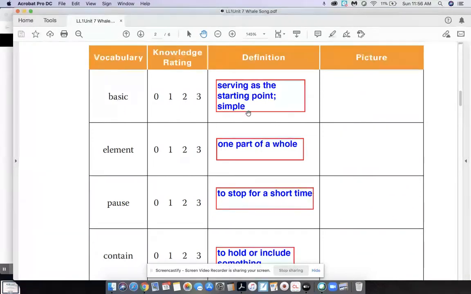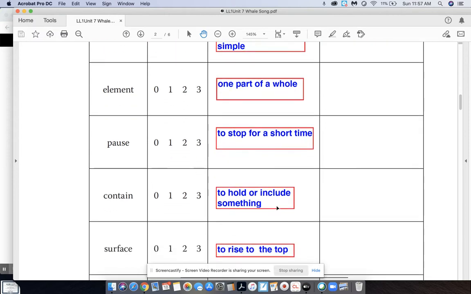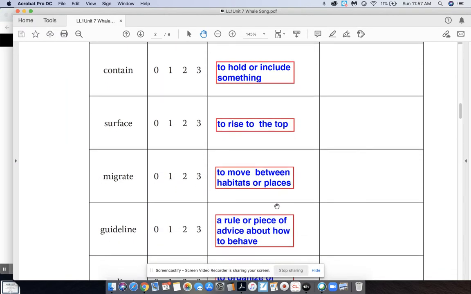Basic means serving as the starting point. Basic is simple. Element is one part of a whole. Pause means to stop for a short time. Contain means to hold or include something. Surface, in the context of this passage, is being used as a verb. It's being used as an action word. It means to rise to the top.